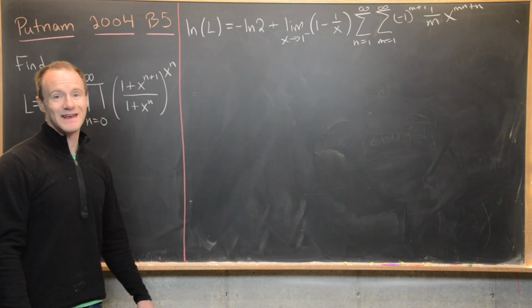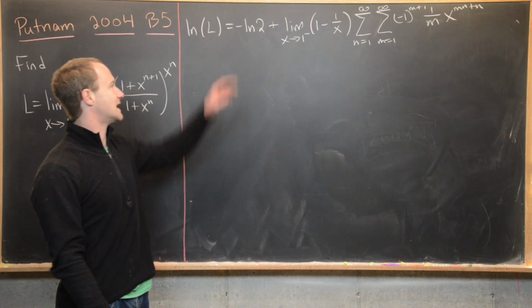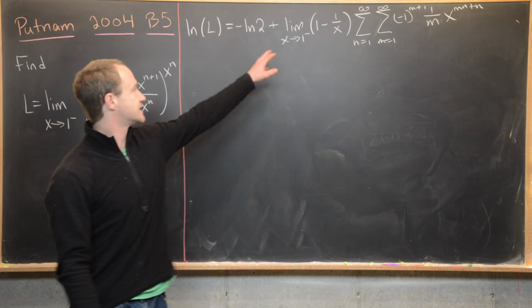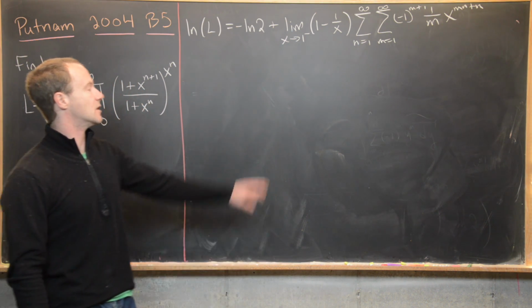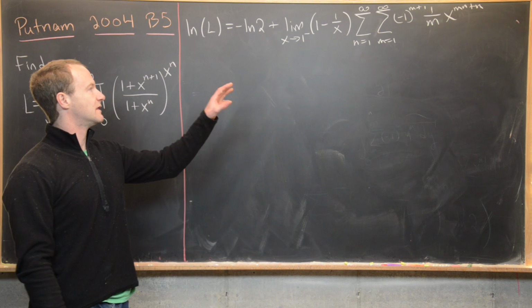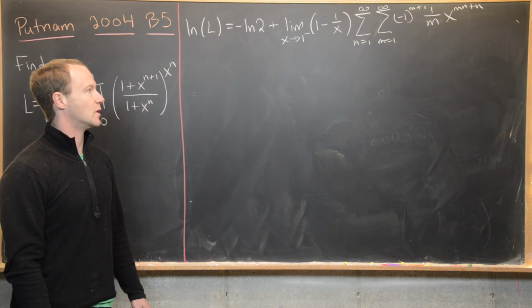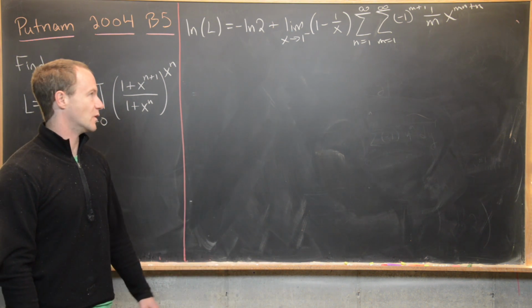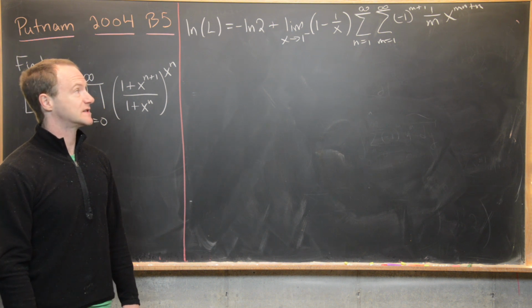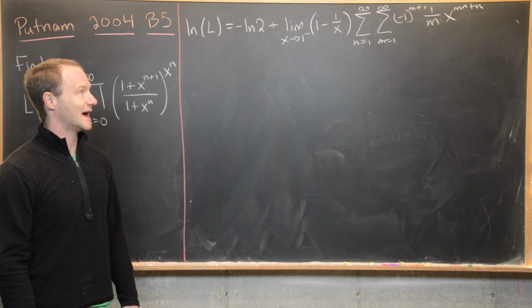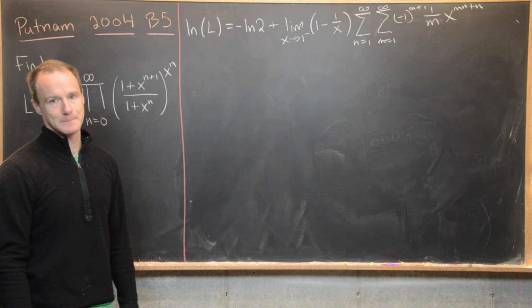So we've got the natural log of our goal limit is minus natural log of 2, plus the limit as x goes to 1 from below of 1 minus 1 over x. Then we've got this sum as n goes from 1 to infinity, the sum as m goes from 1 to infinity, of minus 1 to the m plus 1, 1 over m, x to the mn plus n.